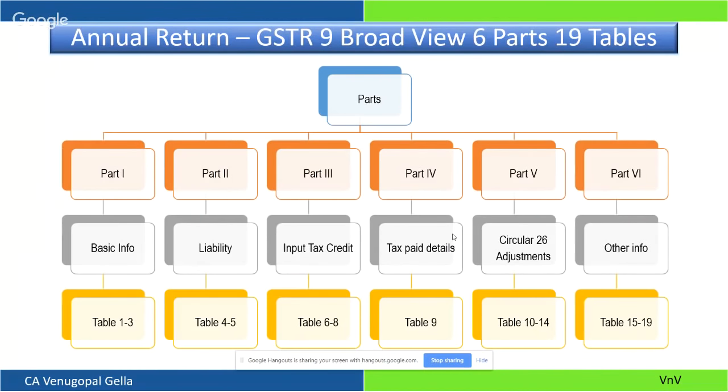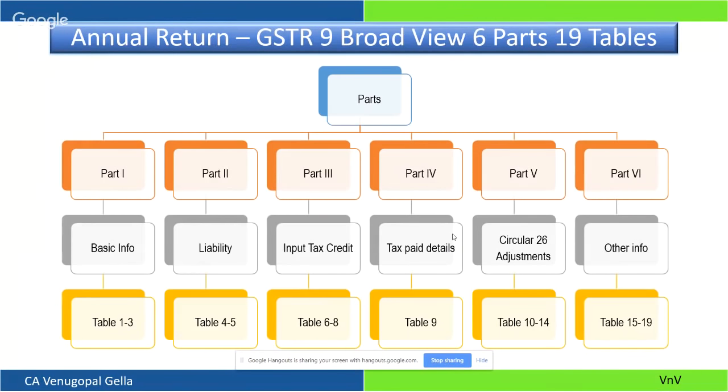A very important part in the annual return is part 2, which is talking about liability. So part 2 has two tables, table 4 and table 5. Table 4 would contain all the details of liability, which could be outward supplies or inward supplies which are applicable for reverse charge. So part 2 has the details of the liability. It also has the details of the total turnover. Table 5 captures the other turnover which is not taxable, exempted, where GST is not applicable. So consolidated, tables 4 and 5 would comprise the total liability and the turnover.